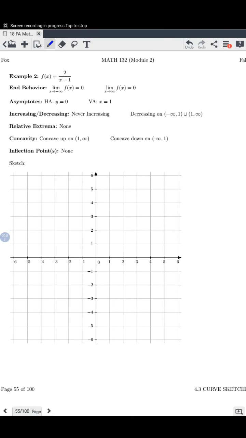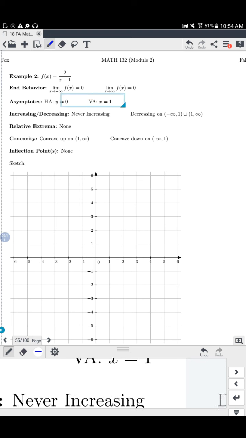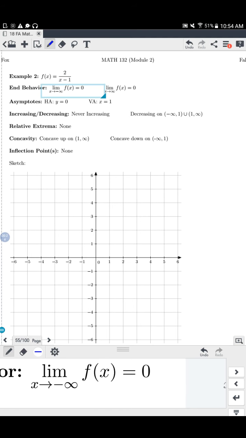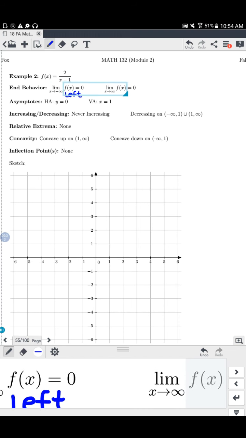So our final curve sketching problem, we're looking at f of x equals 2 over x minus 1, and we're given that the end behavior as x goes to negative infinity is going to 0, which makes sense because this function itself is bottom heavy, so the limits as x tends to infinity should be 0. So that just tells me as I go out to the left, as x goes to negative infinity, the direction is left. As I go to the left, my y value should stop at 0.